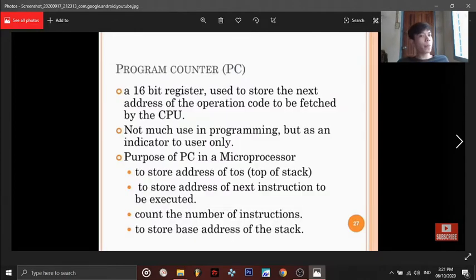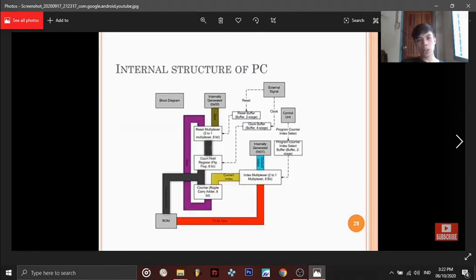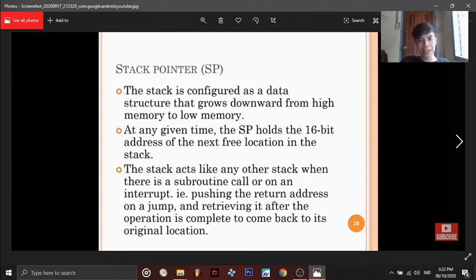So the program counter, or PC. A 16-bit register used to store the address of the next operation code to be fetched by the CPU. Not much used in programming, but as an indicator to the user only. The purpose of the PC in microprocessors is to store the address of the next instruction to be executed, count the number of instructions, and store the base address of the stack. So these are the structure of the PC.